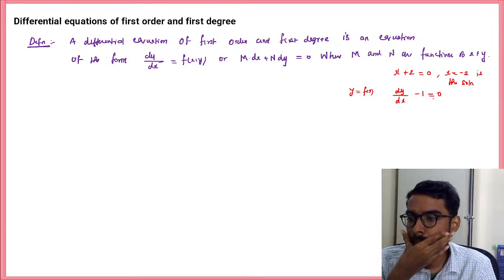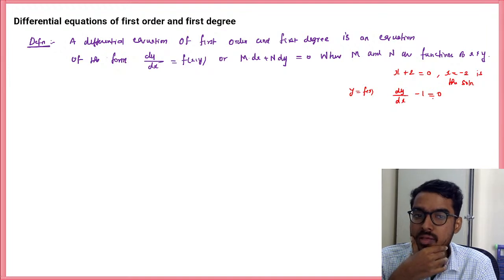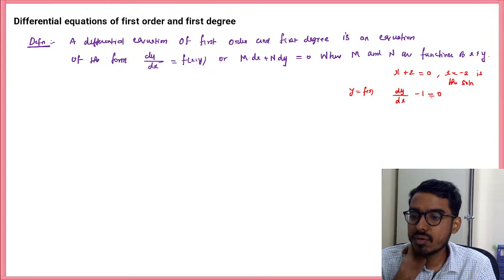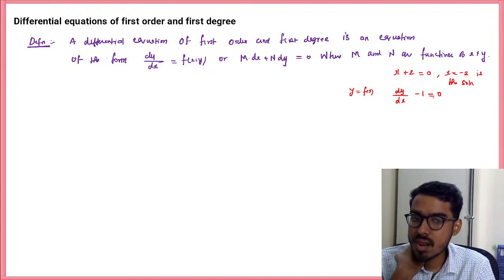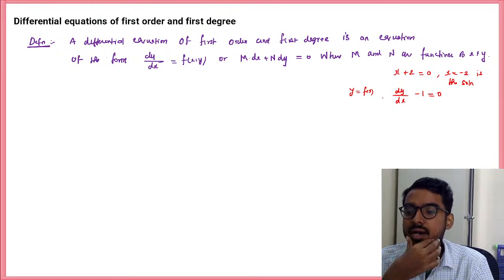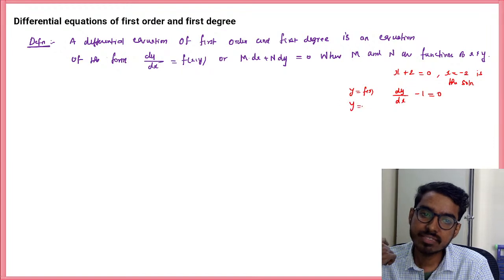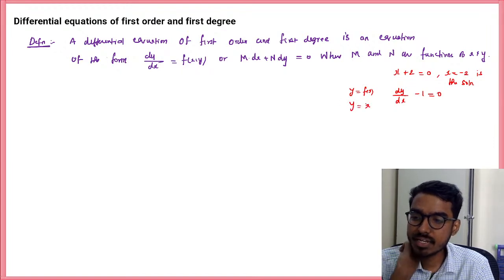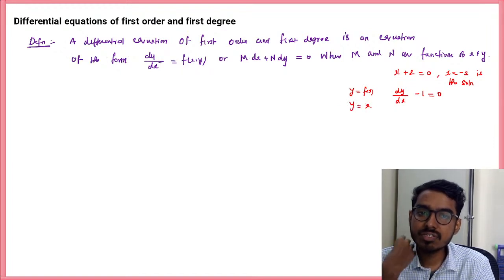There are many functions. Can you tell me one? Yes, let us take the function y is equal to x. Yes, Kennedy, good. Y is equal to x is one solution. If you differentiate x, you will have 1, so 1 minus 1 will be 0.